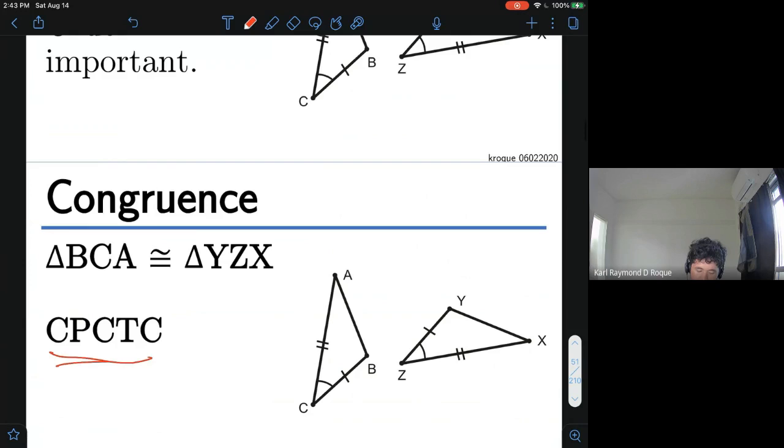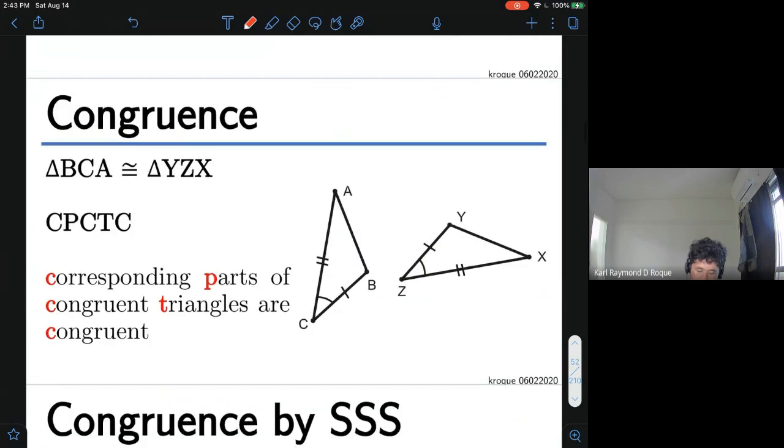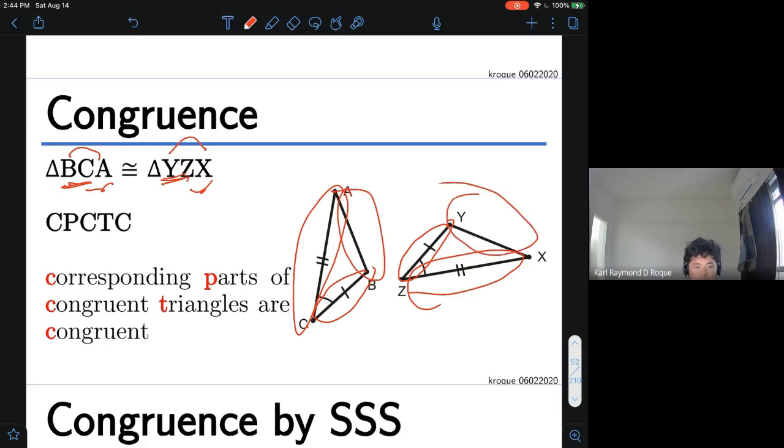CPCTC, corresponding parts of congruent triangles are congruent. Kasi BC is congruent to YZ. CA is congruent to ZX. AB is congruent to YX. So please remember that, no? Important ang order. If you messed up the order, mamalian kayo ng teacher.